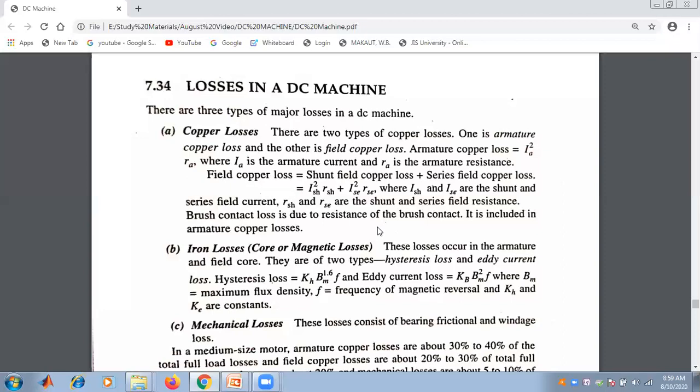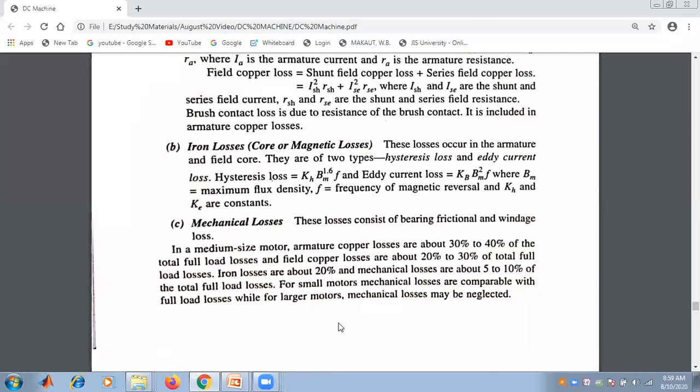So hysteresis loss can be given by Kh Bm 1.6 f and the eddy current loss is Ke Bm square f squared, where Bm is the maximum flux density, f is the frequency of magnetic reversal, and Kh and Ke are the constants. Another is called the mechanical losses. These losses generally consist of bearing, frictional and windage losses.